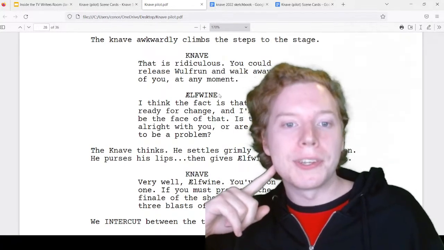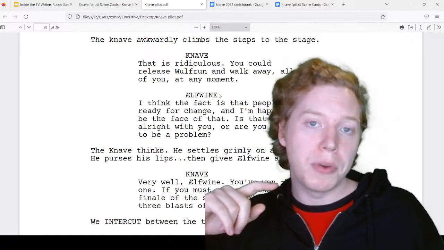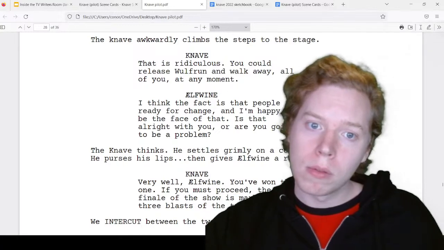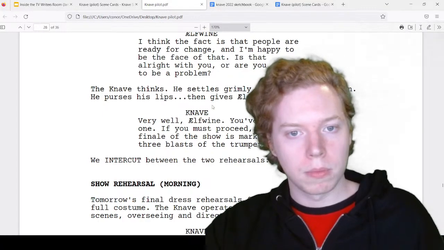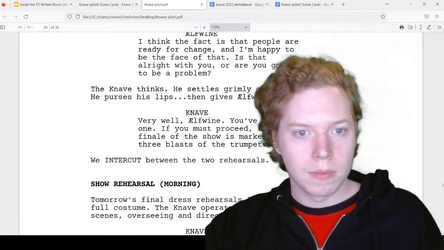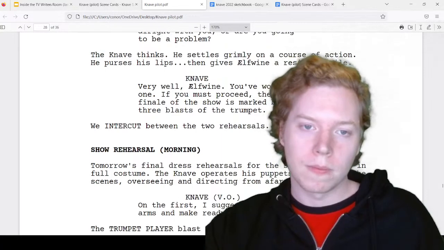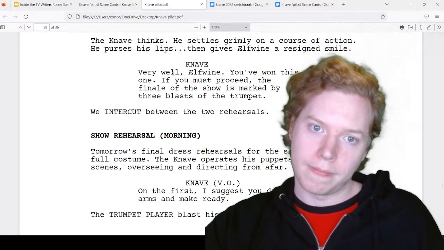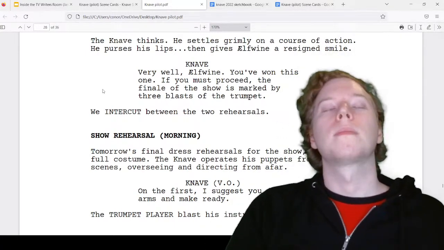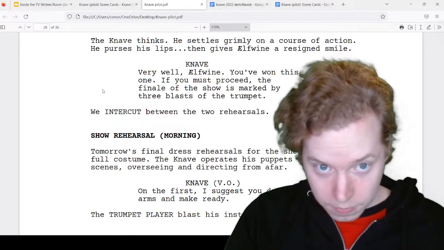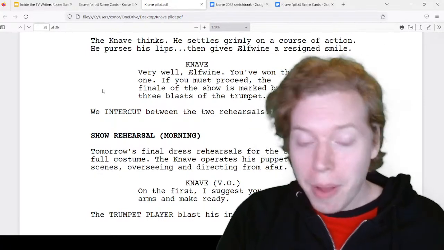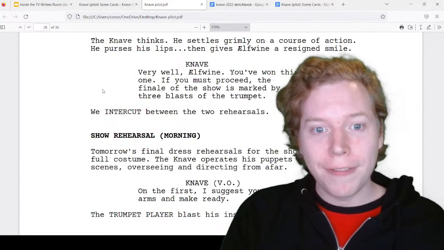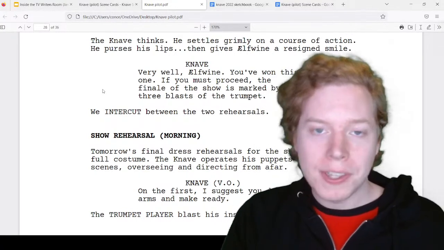That is ridiculous. You could release Wolfram and walk away, all of you, at any moment. I think the fact is that people are ready for a change. And I'm happy to be the face of that. That all right with you? Or are you going to be a problem? The knave thinks. He settles grimly on a course of action. He purses his lips, then gives Elfwine a resigned smile. Very well, Elfwine. You've won this one. If you must proceed, the finale of the show is marked by 3 blasts of the trumpet.